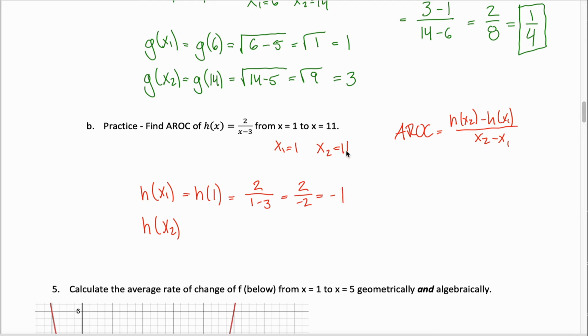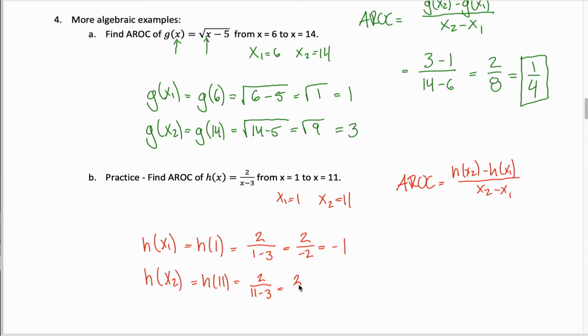What about when I put 11, x2, into the machine? Well, h of 11, I would figure out by just copying what I see here, but changing all the x's into 11s. So it's 2 divided by 11 minus 3. 11 minus 3 is 8, so I have 2 divided by 8, in other words, 1 quarter.